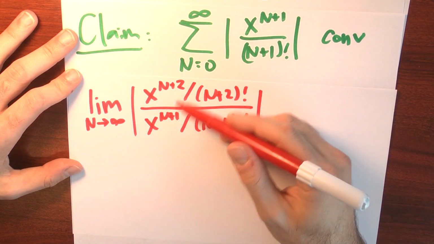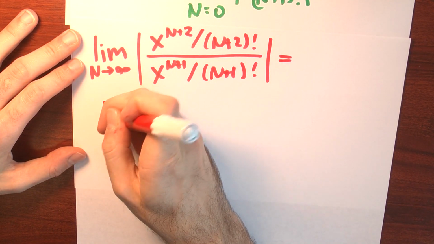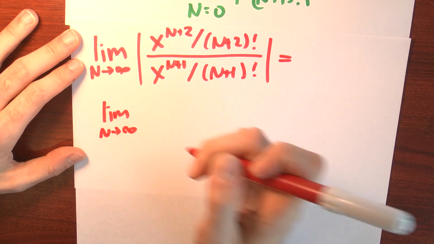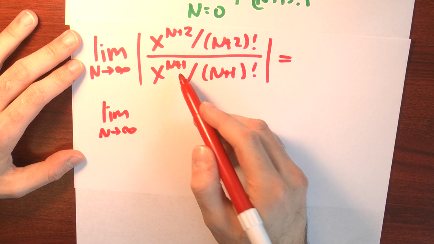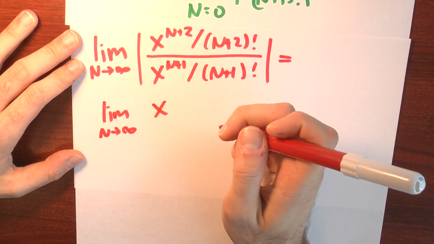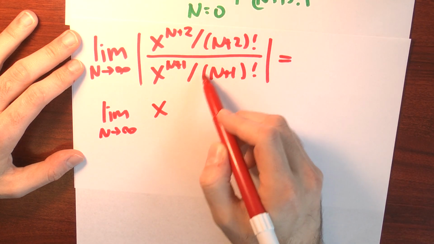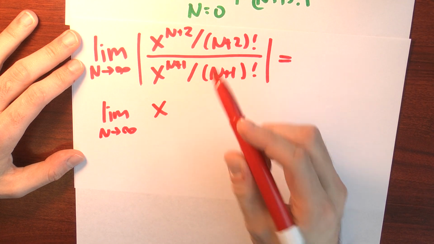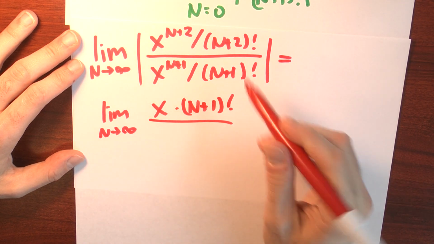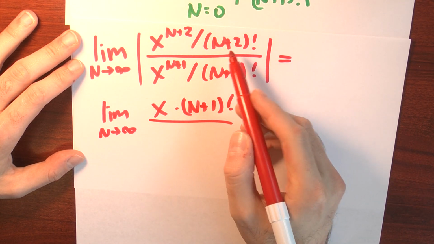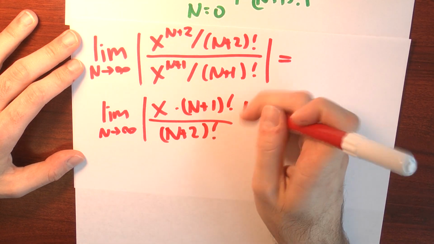I mean, this maybe seems worse, but there's a lot of fortuitous cancellation. So this limit ends up being the limit as big N approaches infinity. Well, I've got an x to the big N plus 2 divided by x to the big N plus 1. So this is just x, just one copy of x survives. Here, I've got an N plus 1 factorial in the denominator of the denominator. So I'm just going to move that up to the numerator. So I've got N plus 1 factorial in the numerator. And then in the denominator of the numerator, I've got N plus 2 factorial. I'll just put that in the denominator. Okay, so I've got to calculate this limit.